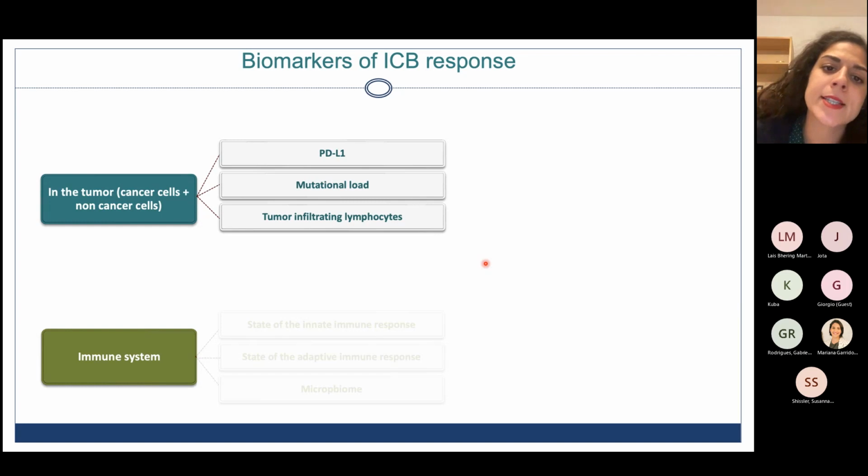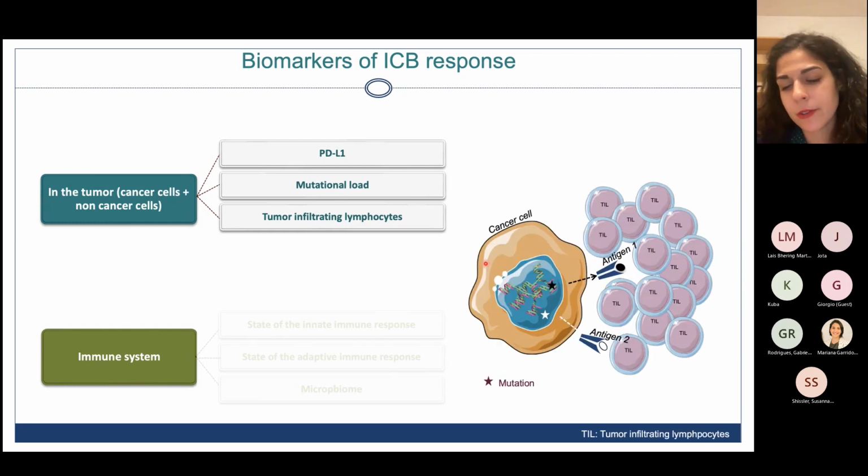You can also assess the mutational load and how many tumor infiltrating lymphocytes you have within the tumor. So the concept for this is also simple. As I told you, the more antigens you have that will be presented by the cancer cells, the more tumor infiltrating lymphocytes you will have, so the more anti-tumor immunity you will get.